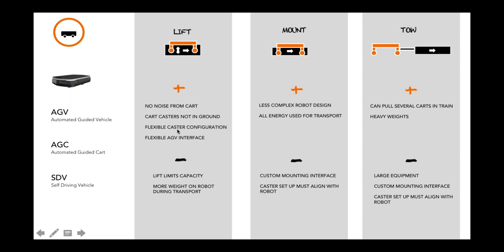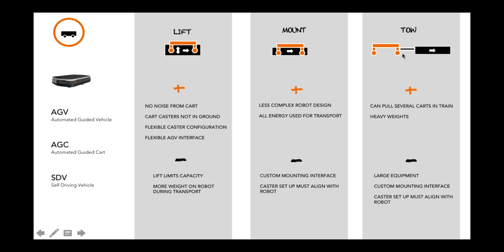with those different alternatives. From the lift perspective, the casters are not on the ground, so it's a really smooth ride. And it's also flexible. It's pretty easy to make carts for those types of robots because the interface is really easy. It's just a flat surface, and the robot is coming underneath and lifts up the cart. When it comes to the mount principle, that is often less complex robots because you don't need the lifting function, and you don't need any energy used to lift the load up and down all the time. So those are the advantages.